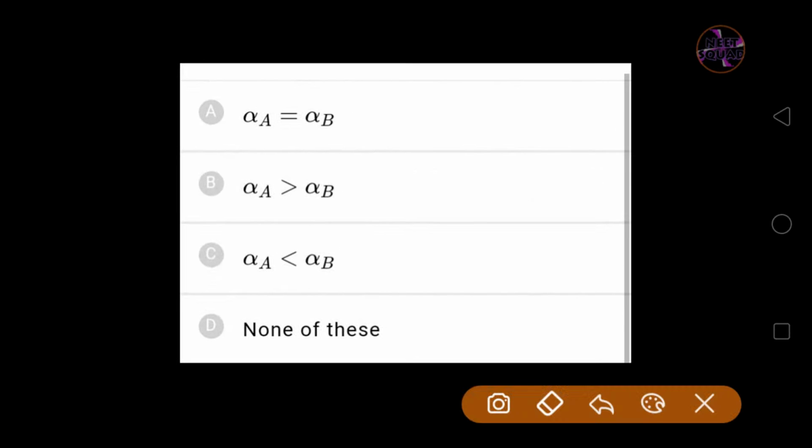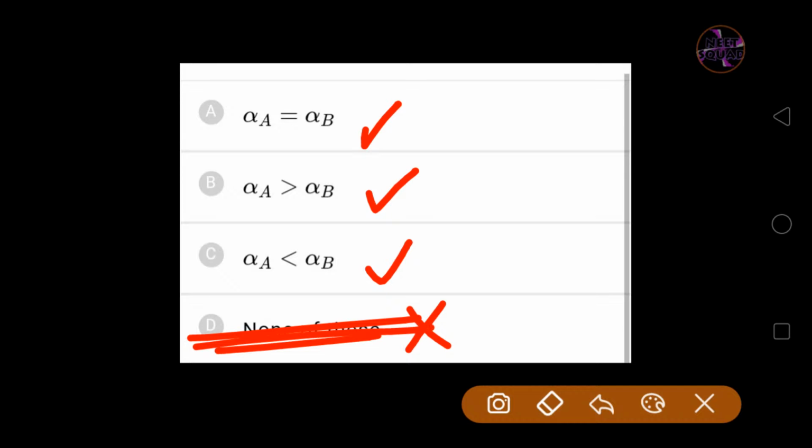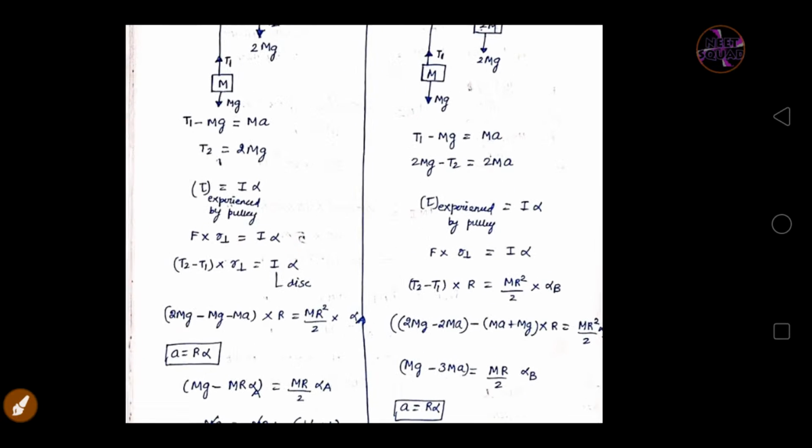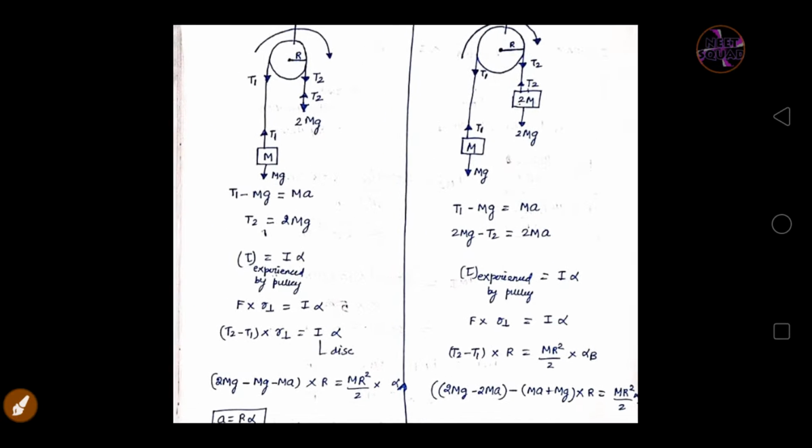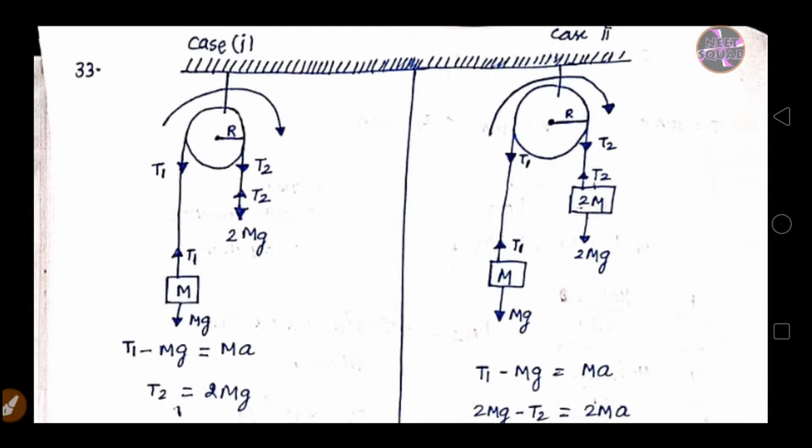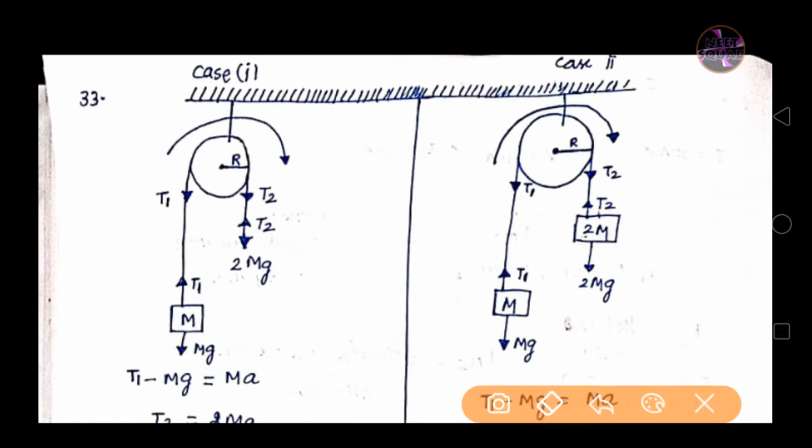These are the four options. Alpha A is equal to alpha B, or alpha A is greater, or alpha B is greater, or none of these. This option you can simply eliminate. Okay, so two cases. Let's see the first case. Case 1.